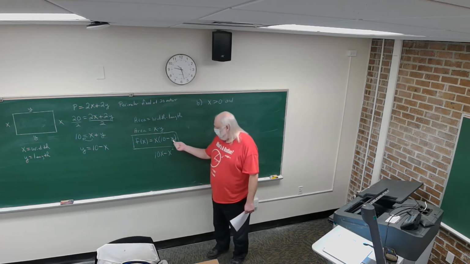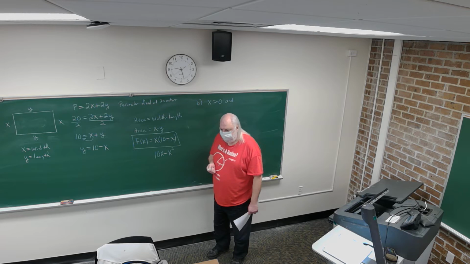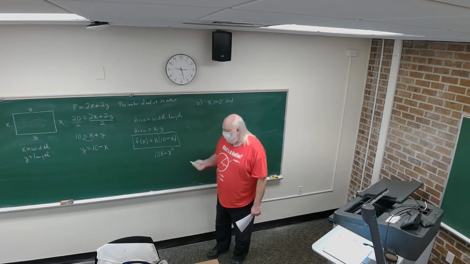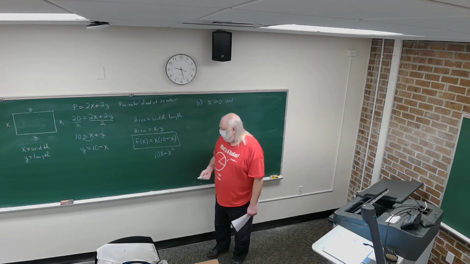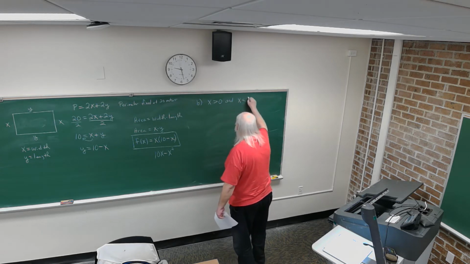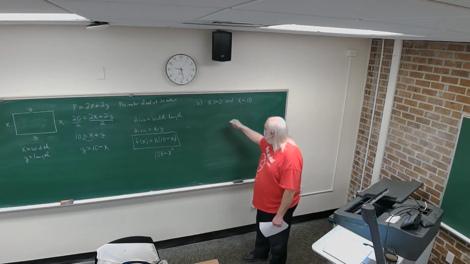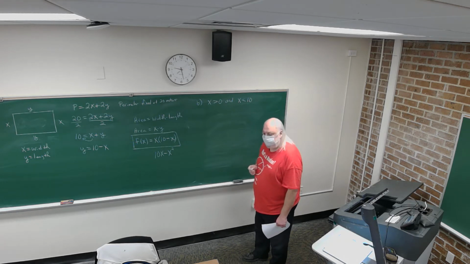But in this term right here, there's a limit to how wide the rectangle can be. If the width is 11, we have 10 minus 11, which is -1, and -1 times 11 is -11, and now we get negative area. So the only way the area can be positive is if x is less than 10. If x is greater than 10, the area is negative, and if x is equal to 10, the area is 0. So the width has to be greater than 0 and less than 10. If x is less than 0 or greater than 10, the area is negative.